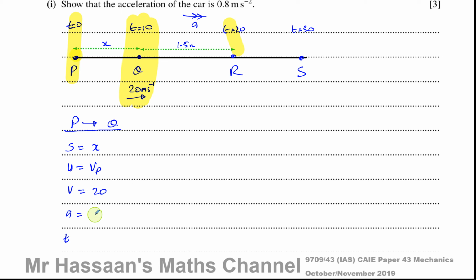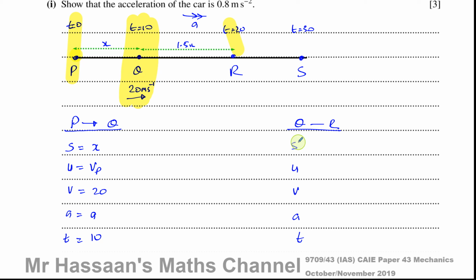Acceleration is what we're trying to find. And between P and Q, the time it takes is 10 seconds. Okay. And I'm going to do the same thing between Q and R. Q to R. But this time our values will not all be the same because we're starting at Q and finishing at R.